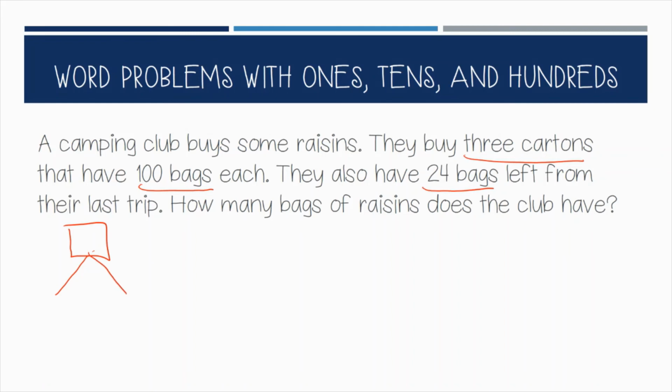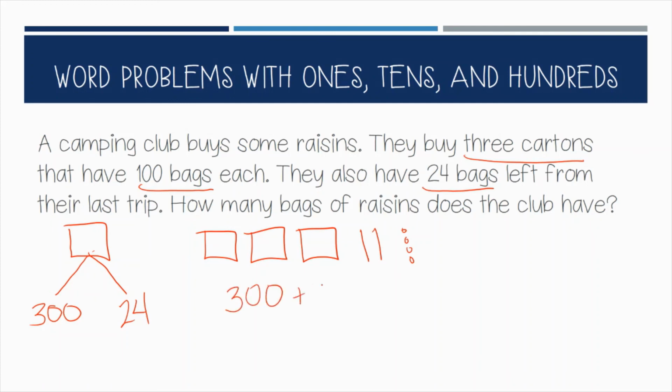Now, 3 cartons of 100 bags each. Let's draw that. 3 cartons of 100 bags. That's 300. Now it says that there's 24 bags left from the last trip. So let's draw the 24. So that's 24. So our equation that we can write from that is 300 plus 24. And between using my proof drawing and my equation, I can see that 300 plus 24 is 324.